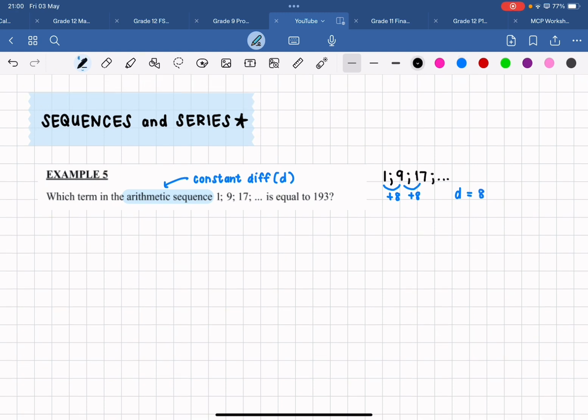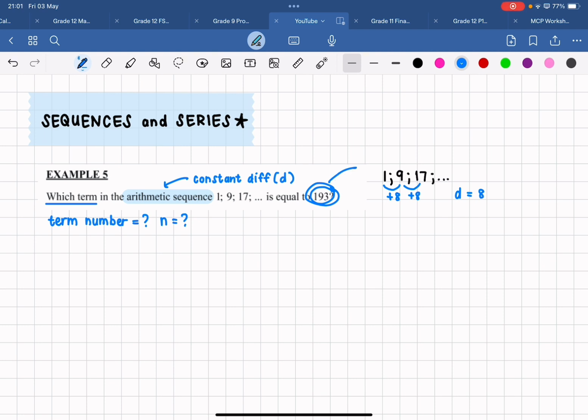Now what they've done here is they have asked us which term in the sequence is equal to 193. When they're saying which term, they actually are wanting us to calculate the term number that will give us the term value of 193. Now remember that the variable, the letter that we use to represent the term number is n. So we need to calculate the value of n.